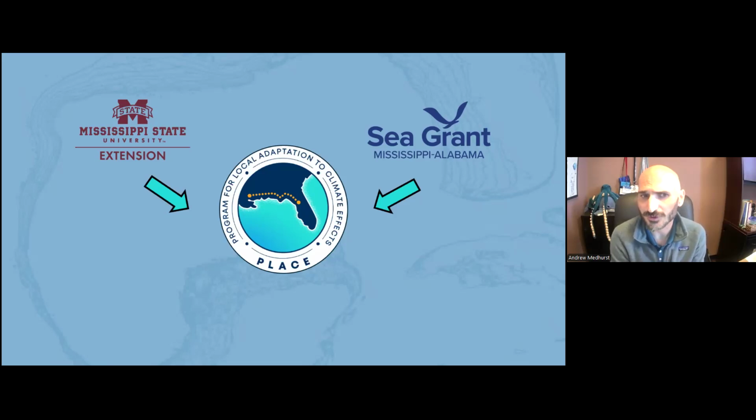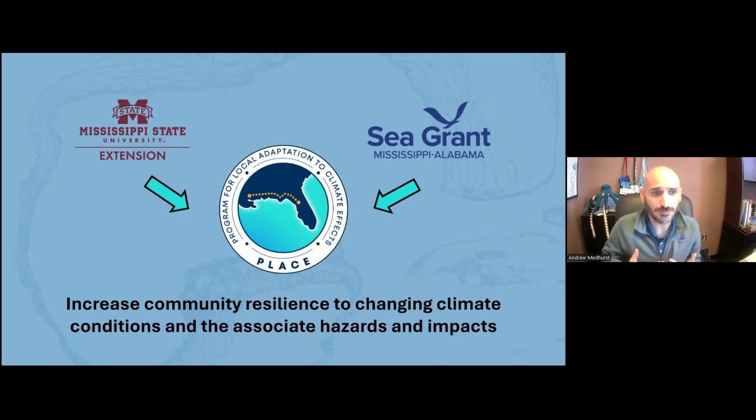I work for a program called PLACE, which is a really long acronym that stands for the Program for Local Adaptation to Climate Effects. We're based in Southern Mississippi, located in Biloxi, and we're supported through Mississippi State University Extension and through the Sea Grant, Mississippi Alabama Sea Grant Consortium. Overall, the purpose of our program is to increase community resilience to changing climate conditions and the associated hazards and impacts. And a big part of that job now is talking about tools that can help our various coastal stakeholders.